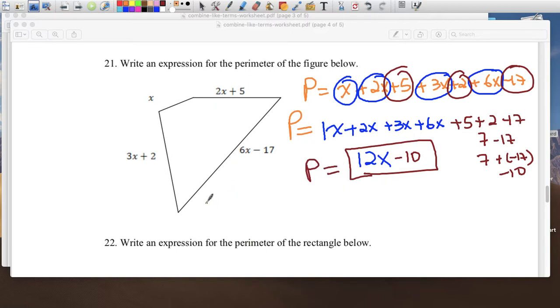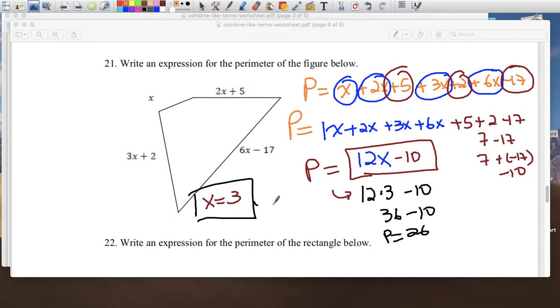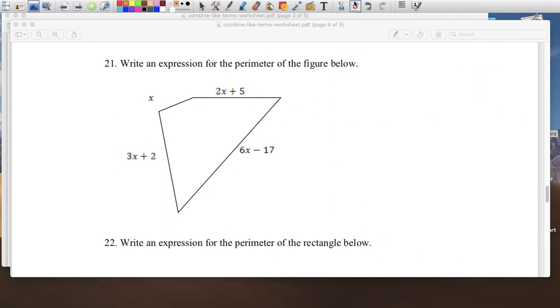And in a test, they usually say, hey, now that you have this, figure out its numerical value. Let's say x was 3. Well, you would come in here and you would substitute. I'm just adding to this question. So I would put 12, and instead of x, I would put 3, minus 10. 12 times 3 is 36, minus 10, and 36 minus 10 is just 26. So the perimeter would be 26. Again, if they told you that x was 3, you could do that. Okay?